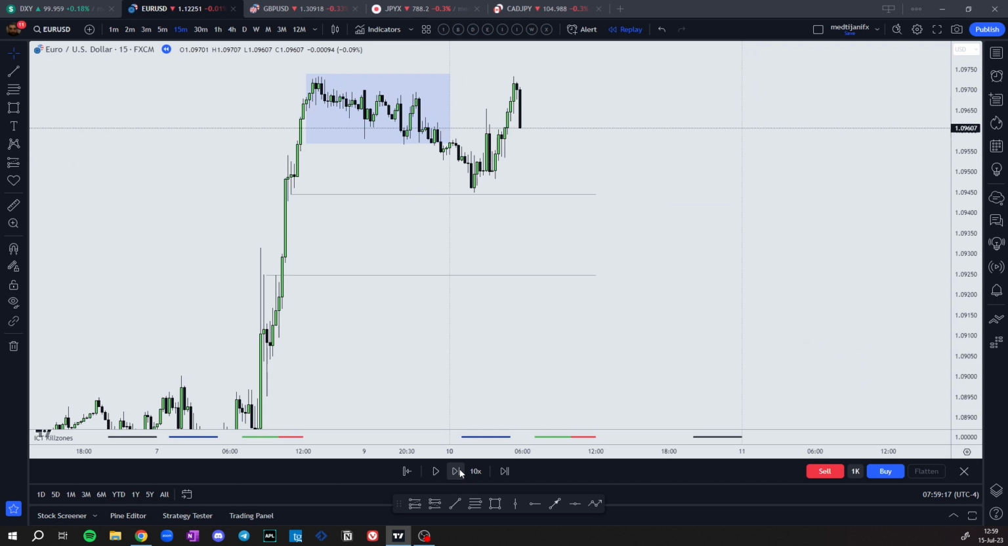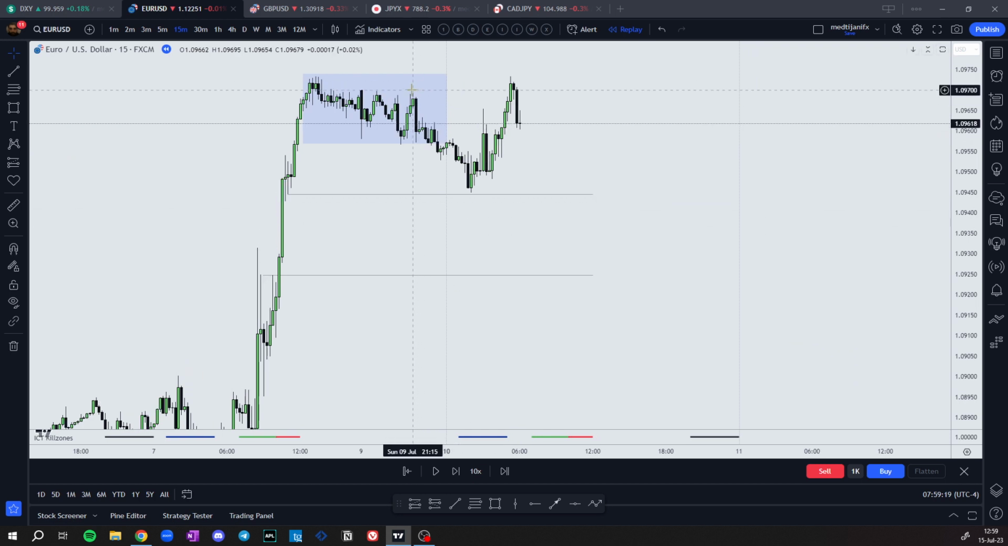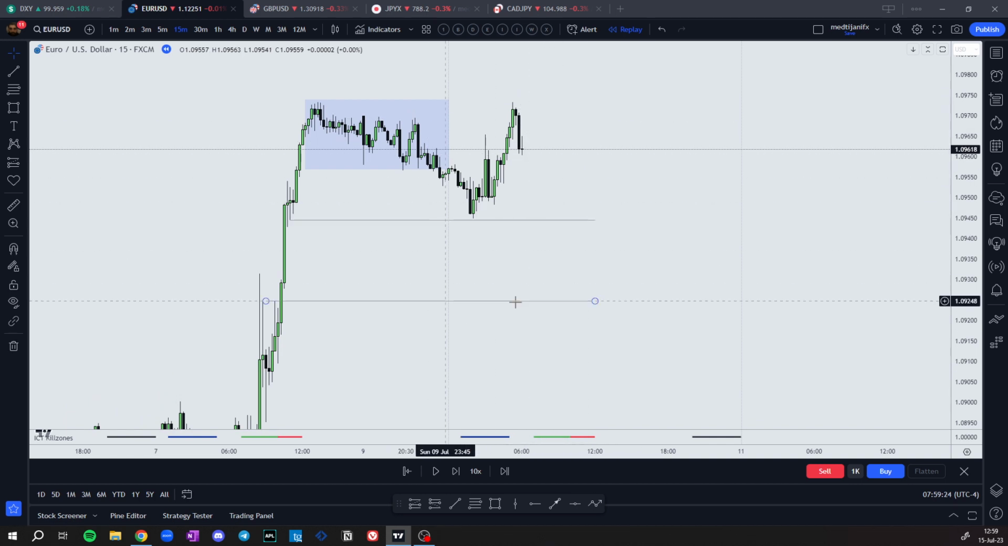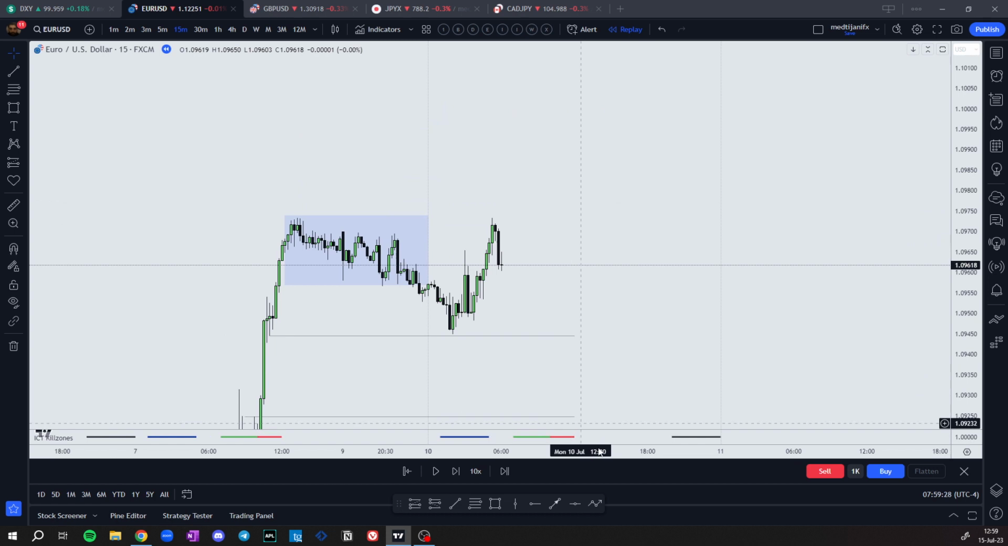Then price continued higher, even taking this high here. It doesn't mean I'm going to change my bias. I'm still waiting for this 1-hour fair value gap. But if price has just been expanding, I'm going to wait for tomorrow, for Tuesday, then I'm going to look for buy entries.